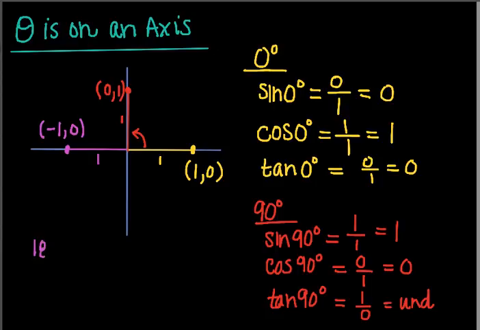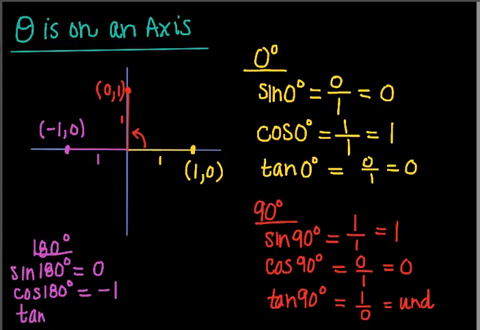So let's look at 180 degrees. I'm leaving some room for 270 here. Sine of 180 is going to be 0 divided by 1, which is 0. Cosine of 180 degrees is going to be -1, that's your x-coordinate, divided by r, which is 1. So that's going to be -1. And then tangent of 180 degrees, y over x, so 0 over -1 is fine. That's just going to be 0.